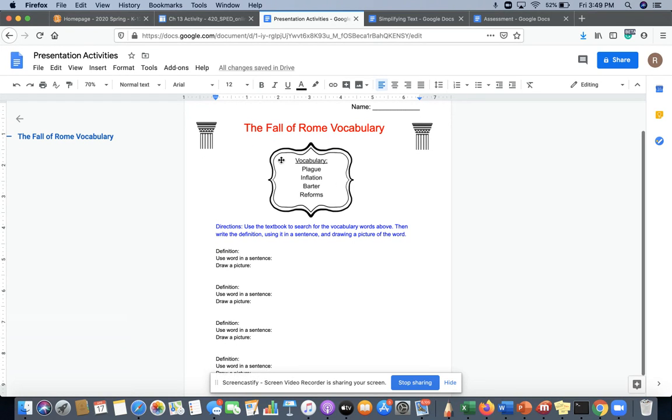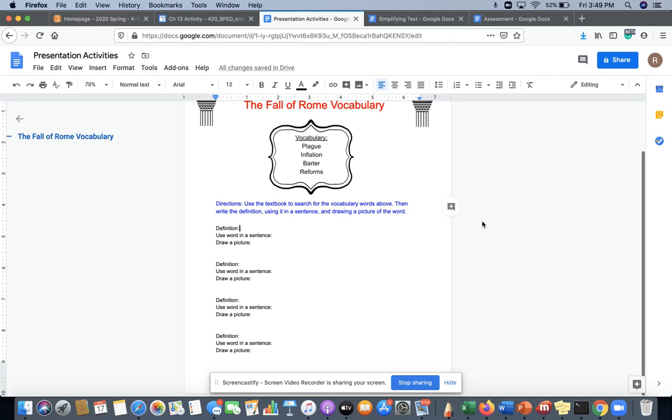There's the vocabulary list. It's a short list, which I like. It doesn't make the students overwhelmed. So then the directions: use the textbook to search the vocabulary words above, then write the definition, use the word in a sentence, and draw a picture of the word. So there are the four: the definition, use the word in a sentence, and draw a picture.